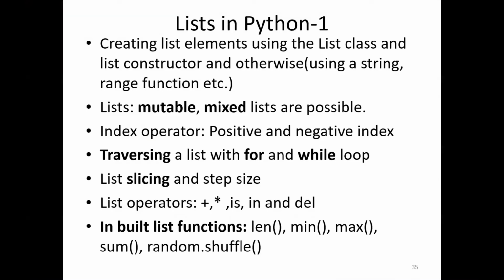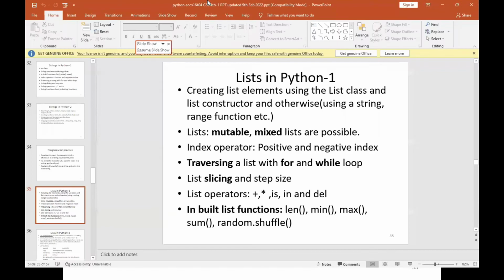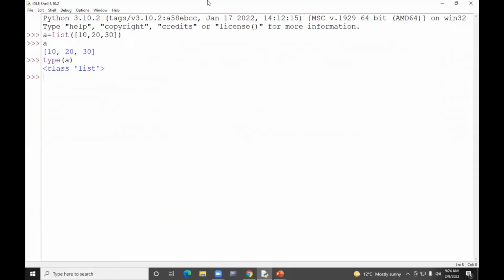Then there are other ways also. We can create a list from a string or by using the range function, and we can do it without using the constructor also. So let's see that. I can simply create a list like this without using the list constructor. If you see, the type again is list. Then I can also create a list like this, say b is equal to, let's see if we can use the range function here.